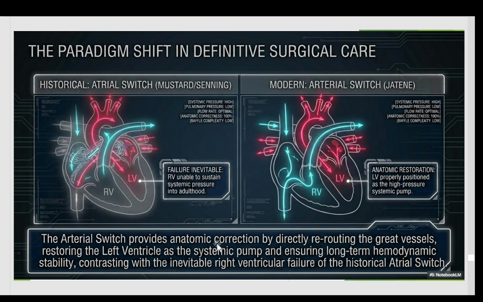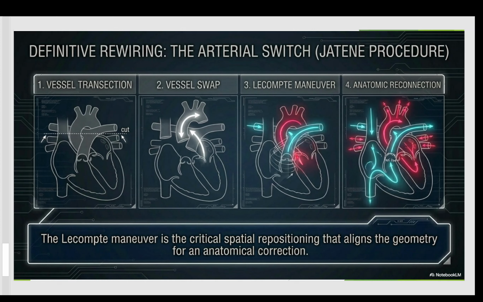So these are the major procedures which are carried out when the child is 3 to 4 weeks old, and this ensures long-term hemodynamic stability by coming to the natural anatomy of the heart as far as possible. We should remember that these are very technically demanding procedures, and they are carried out by very experienced cardiothoracic surgeons, and the expertise level required is very, very high.